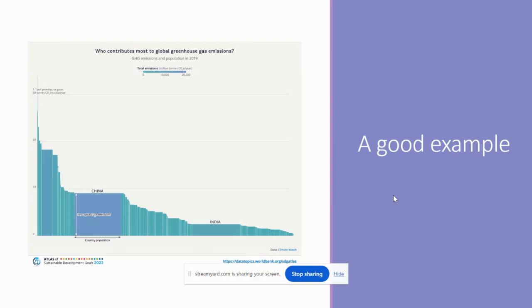Now, there are a couple of good examples that I can show from the atlas, but because we're running out of time, I'll just focus on this one very quickly. This is on who contributes most to global greenhouse gas emissions. We often hear US, China, India are some of the biggest GHG emitters, and that is true. But if we don't account for population, we will only be able to tell that global story. But when we account for population, we see some of the top emitters are often some countries in the Middle East, like Qatar and Bahrain.